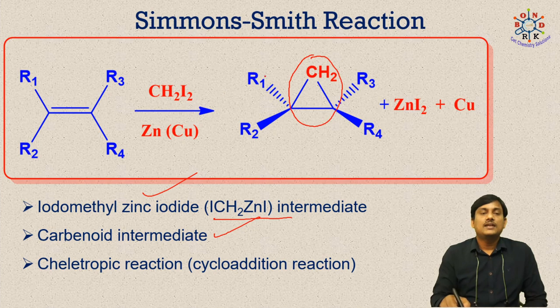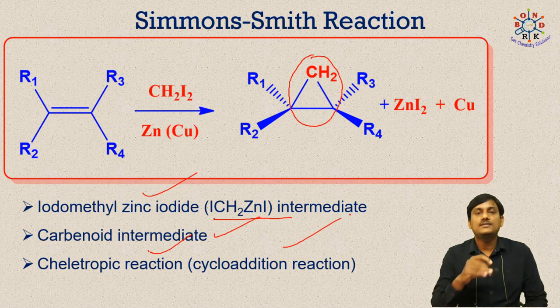And the reaction, the addition of ICH2ZnI to the alkene, it's an example of a cheletropic reaction. It's one type of cycloaddition reaction.